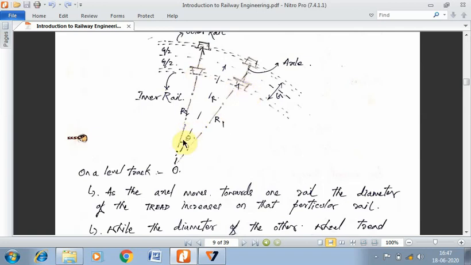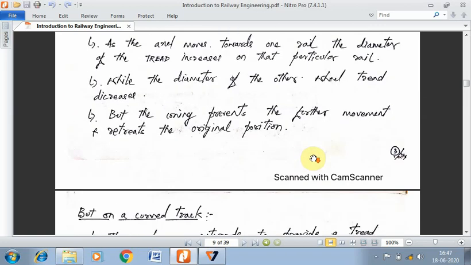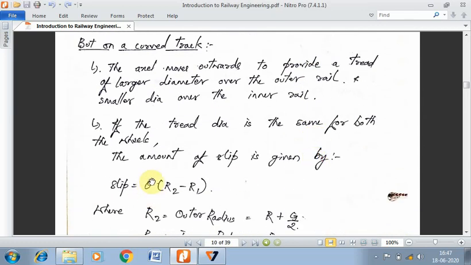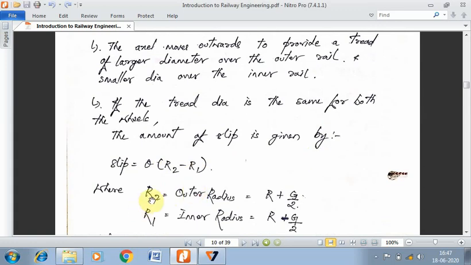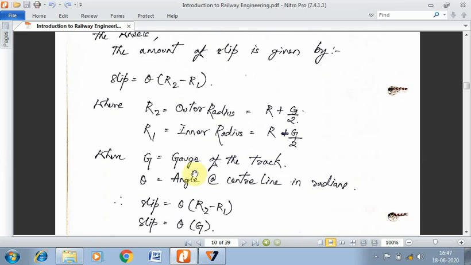So if theta is the angle to be considered, then there will be some amount of slip taking place in this particular system, and that slip is said to be equal to theta multiplied by R2 minus R1, right, where R2 is the outer radius, which is R plus G by 2, and R1 is the inner radius, which is R minus G by 2, where capital G is the gauge of the track, and theta is the angle at center line in the required unit. Here they have taken it as radians.